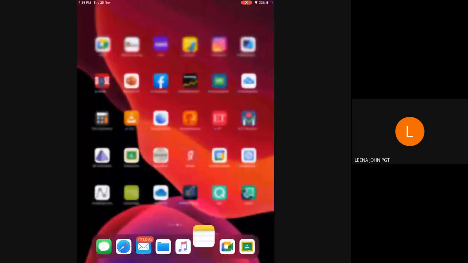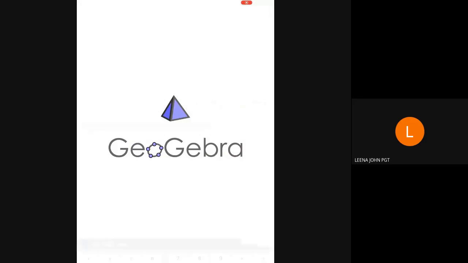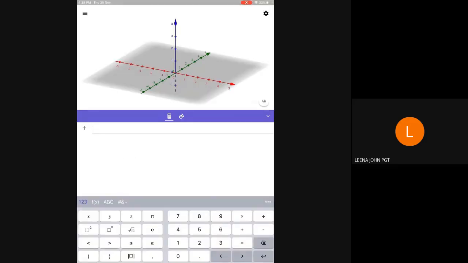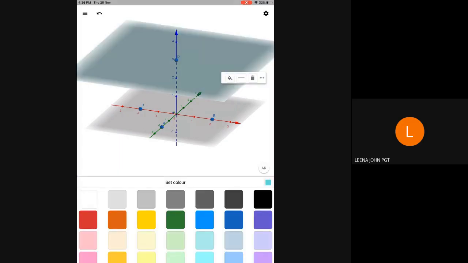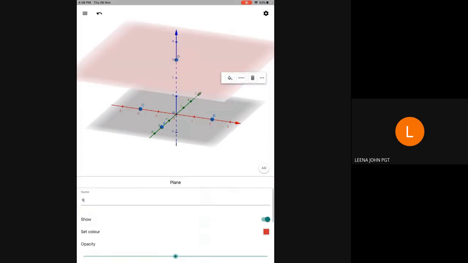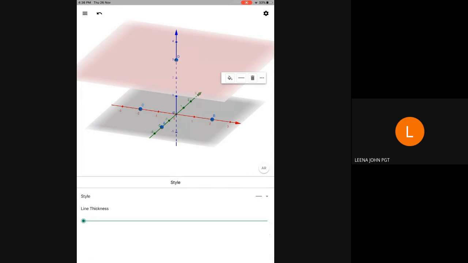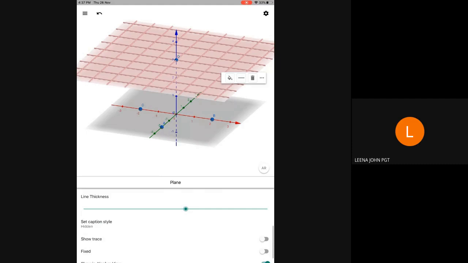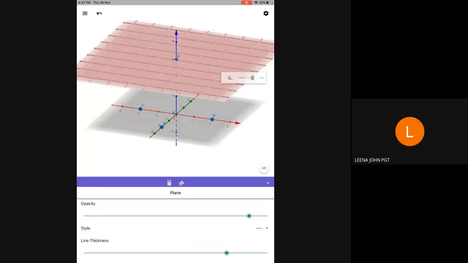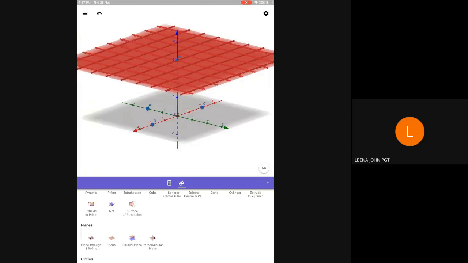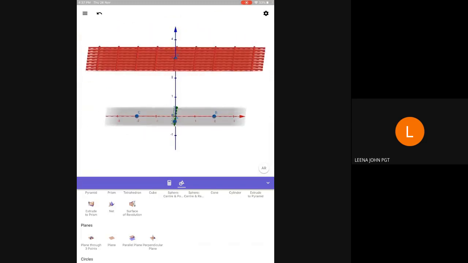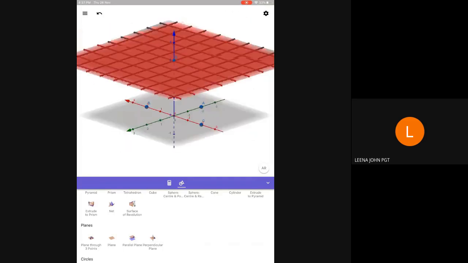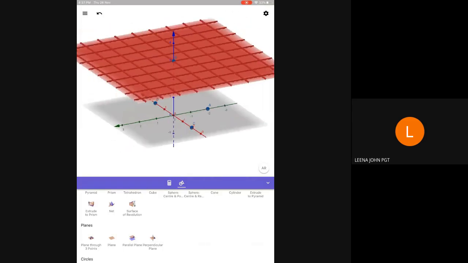Now let us visualize it. This plane is parallel to the x-axis. I have taken this plane as the red color plane. You can see that this plane is parallel to the x-axis. Now how do we apply this condition that this plane is parallel to the x-axis? So here is your red color axis, that is your x-axis, and our plane is parallel.